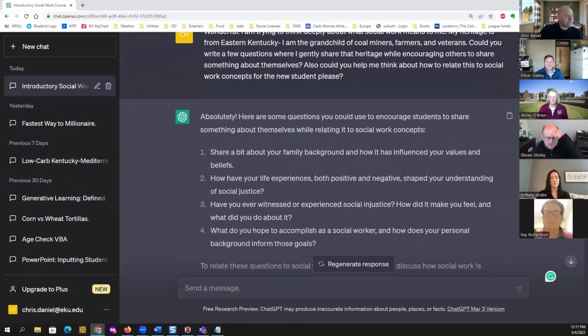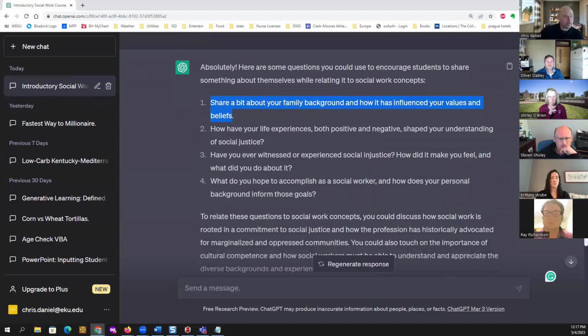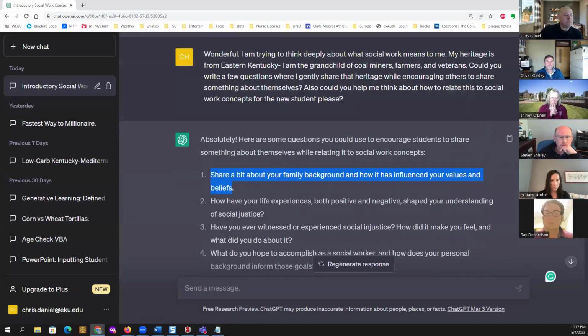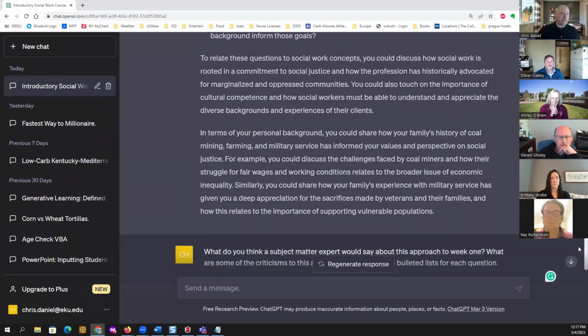So it said, great. Here are some questions. Share a bit about your family background and how it influenced your values. What do you hope to accomplish as a social worker? How does your personal background inform those goals? And then I also asked it, help me think about how to relate that question to social work issues or social justice issues.